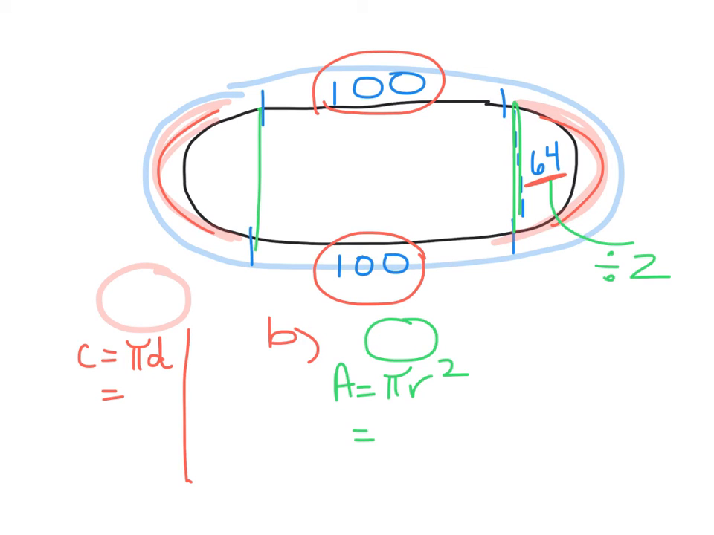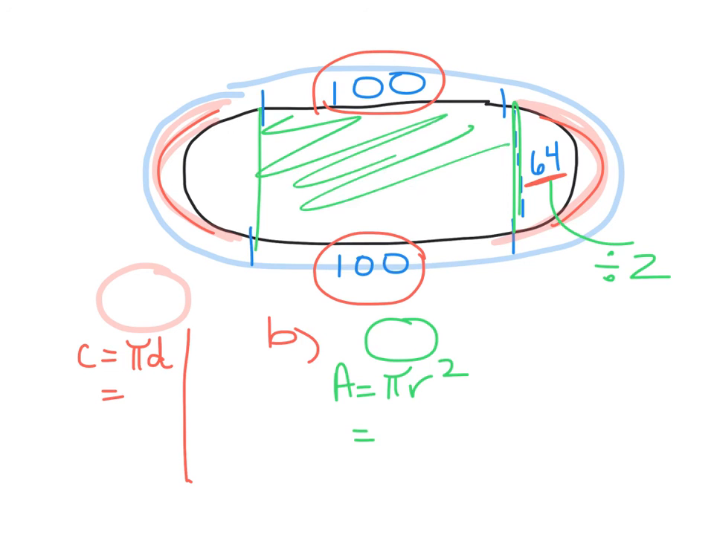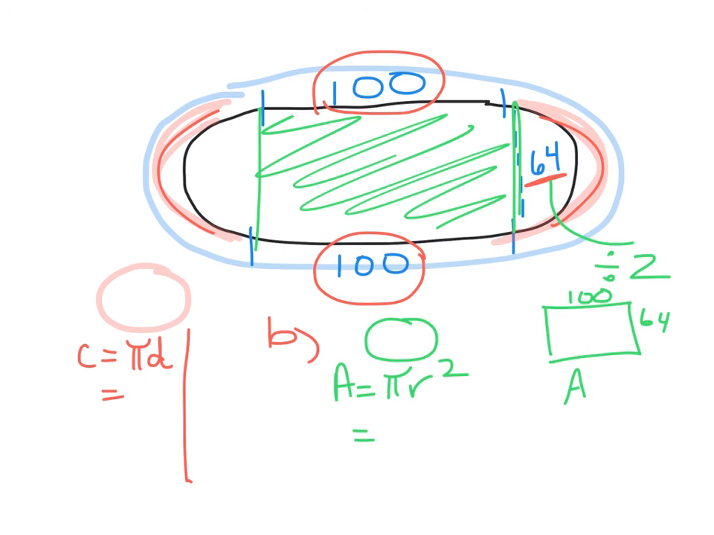And then the part that's in the middle, this part right here, is just a rectangle, and my rectangle is 100 by 64. So you'll just do length times width, figure that out, and then you just add those two answers together.